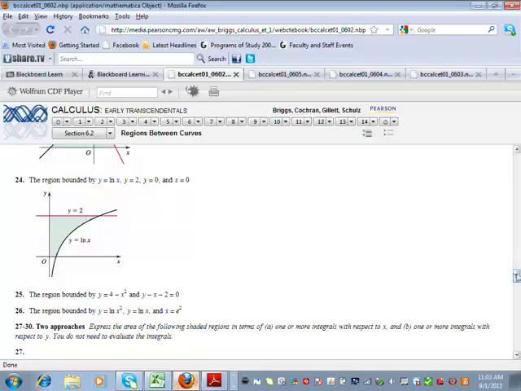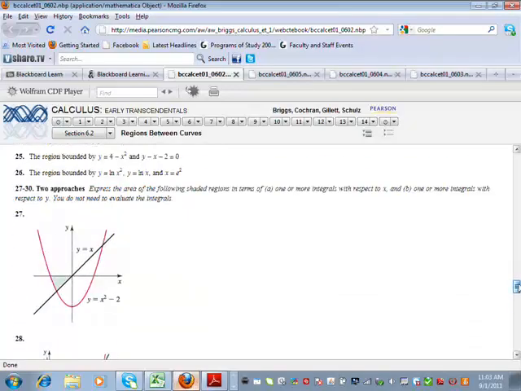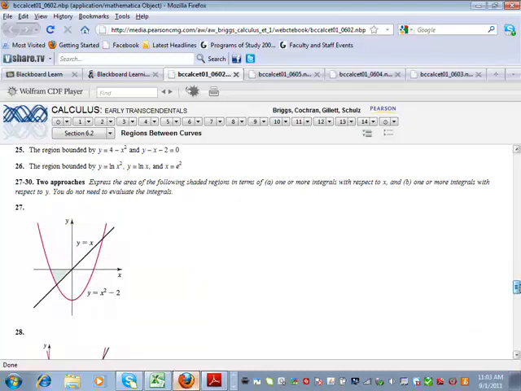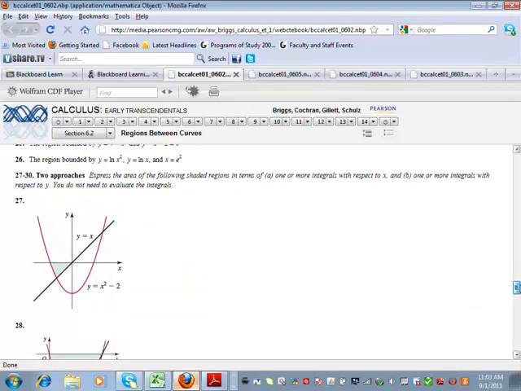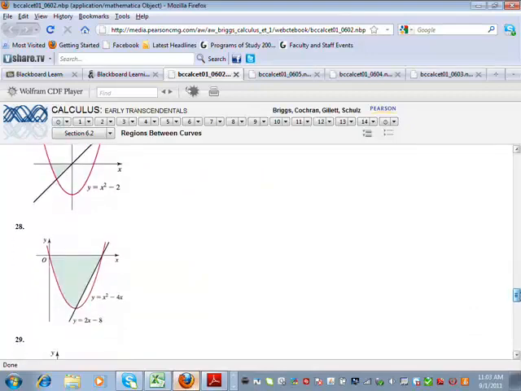All right. And in any way you like, two approaches, and here's how the test question goes: express the area of the following shaded regions in terms of A, one or more integrals with respect to x, and B, one or more integrals with respect to y. You don't even need to do them. Okay, so they're being nice. Whew, some of these are serious.